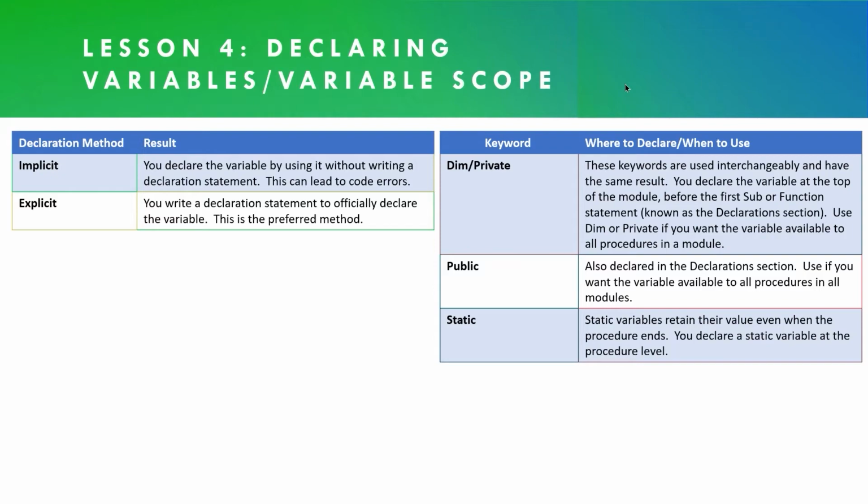The public keyword is also used in the declaration section at the top of the module, and you use it if you want the variable available to all procedures in all modules. And then there's a static keyword. Static variables retain their value even when the procedure ends, and you declare a static variable at the procedure level. It means it's only available in that procedure.